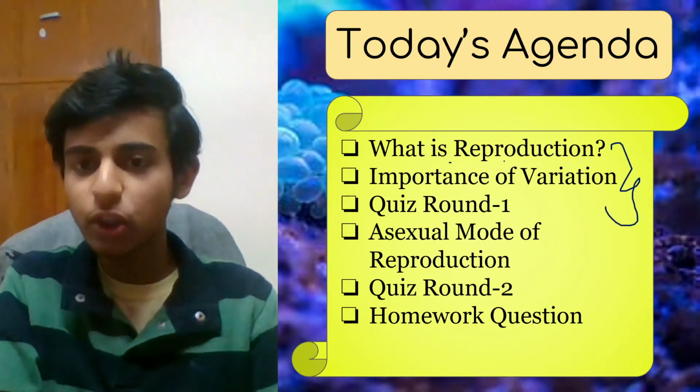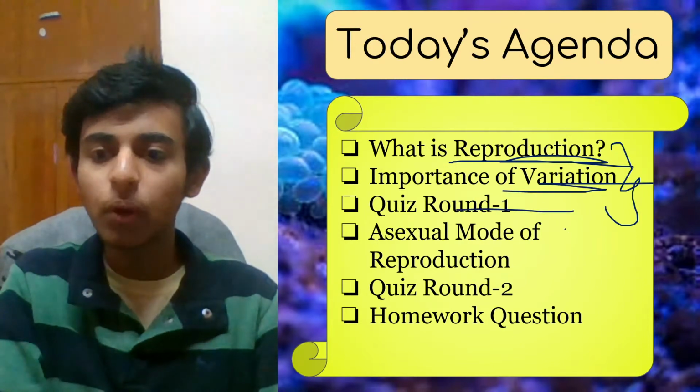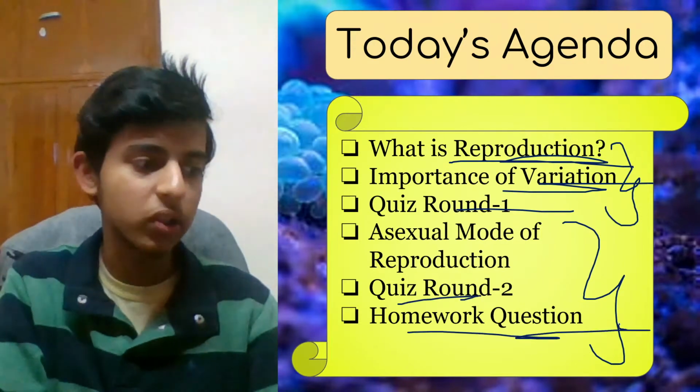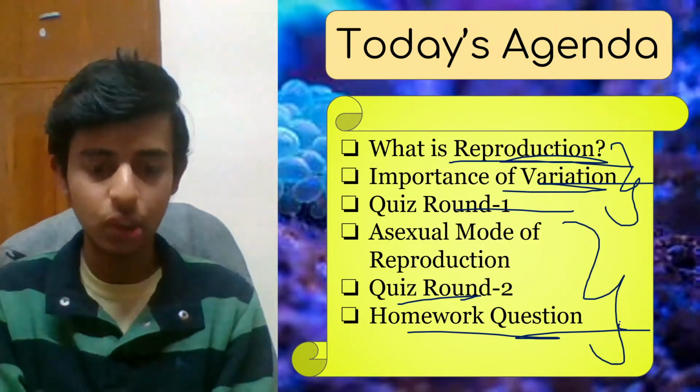So I explained what reproduction means, I talked about variation, and round one. Now tomorrow we'll be having the asexual mode of reproduction, quiz round two, and the homework question that I'll give you tomorrow. Okay, I hope you enjoyed this session.